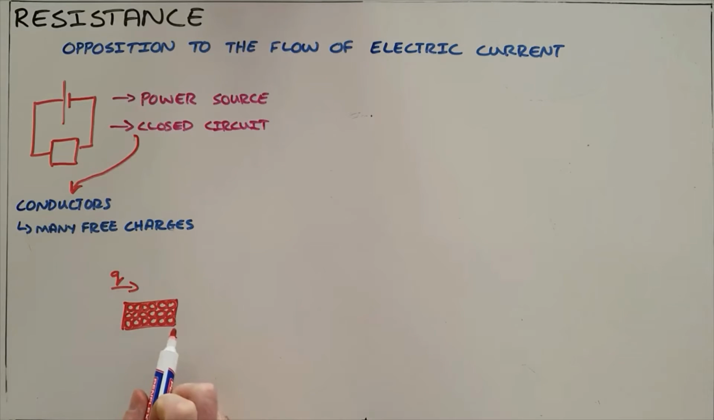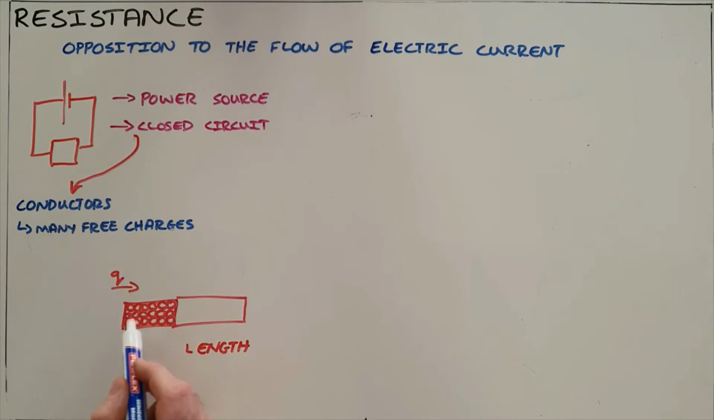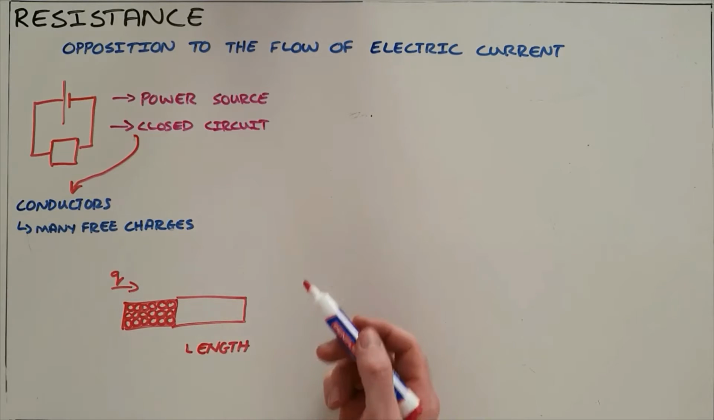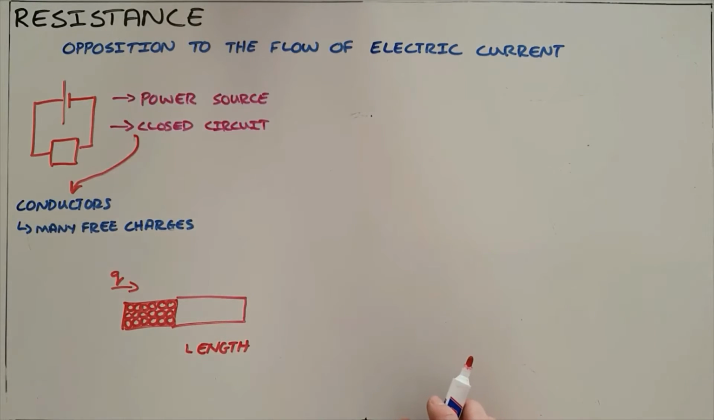So there are a number of factors that affect the ease with which they can move through, or the amount of opposition. The first one is length. We understand that if a resistor is longer, it makes the path that a charge carrier needs to move through longer, and therefore more difficult, therefore more opposition, and therefore more resistance.